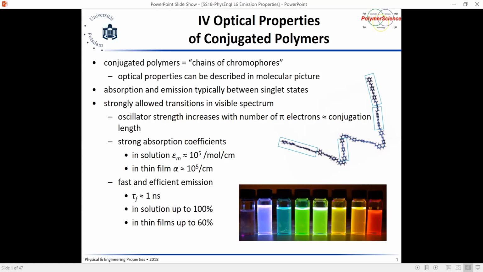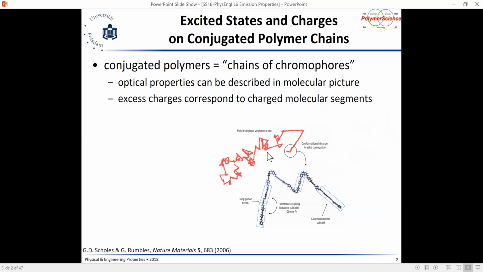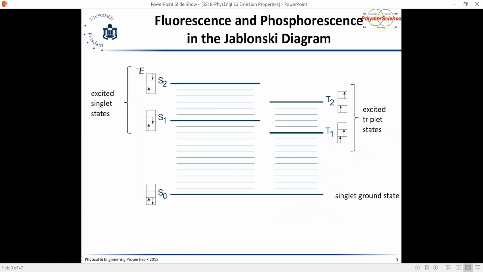And then when we come to emission, they have a relatively efficient and fast emission. If we excite a polymer, typically it will live about a nanosecond in its excited state before it then relaxes down to the ground state. And the quantum yield can be 100% or 60%, so basically how much radiation is coming out when it's emitted. We'll go into details as we go along. Okay, so we already know this: the optical properties can be described in a molecular picture. So let's get started describing the optical properties.